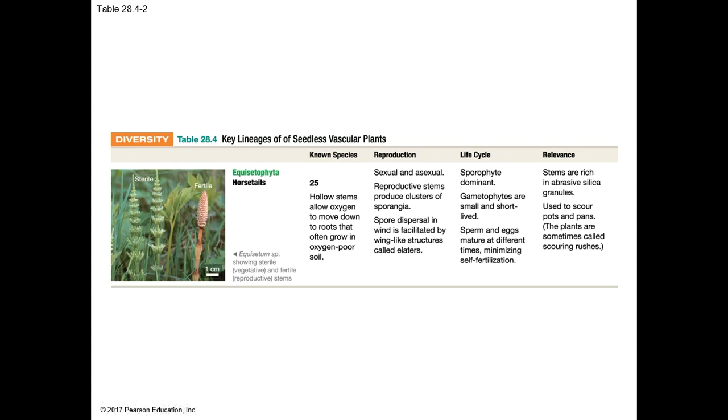Horsetails, again, you've probably seen these as well out by a pond or something like that. They prefer wet habitats. They allow oxygen to move down the roots. They reproduce sexually and asexually. They have a sporophyte-dominant life cycle, and the gametophytes are small and short-lived. Like I said, you've probably seen these horsetails around before.